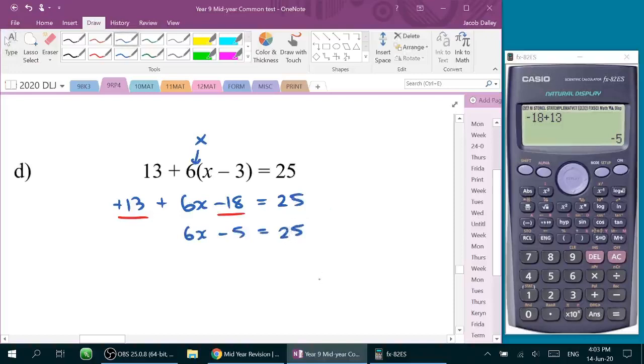Okay, now it's something familiar. So our first step was expanding. Always expand the bracket first if you've got brackets to expand. Then the next step we added like terms.